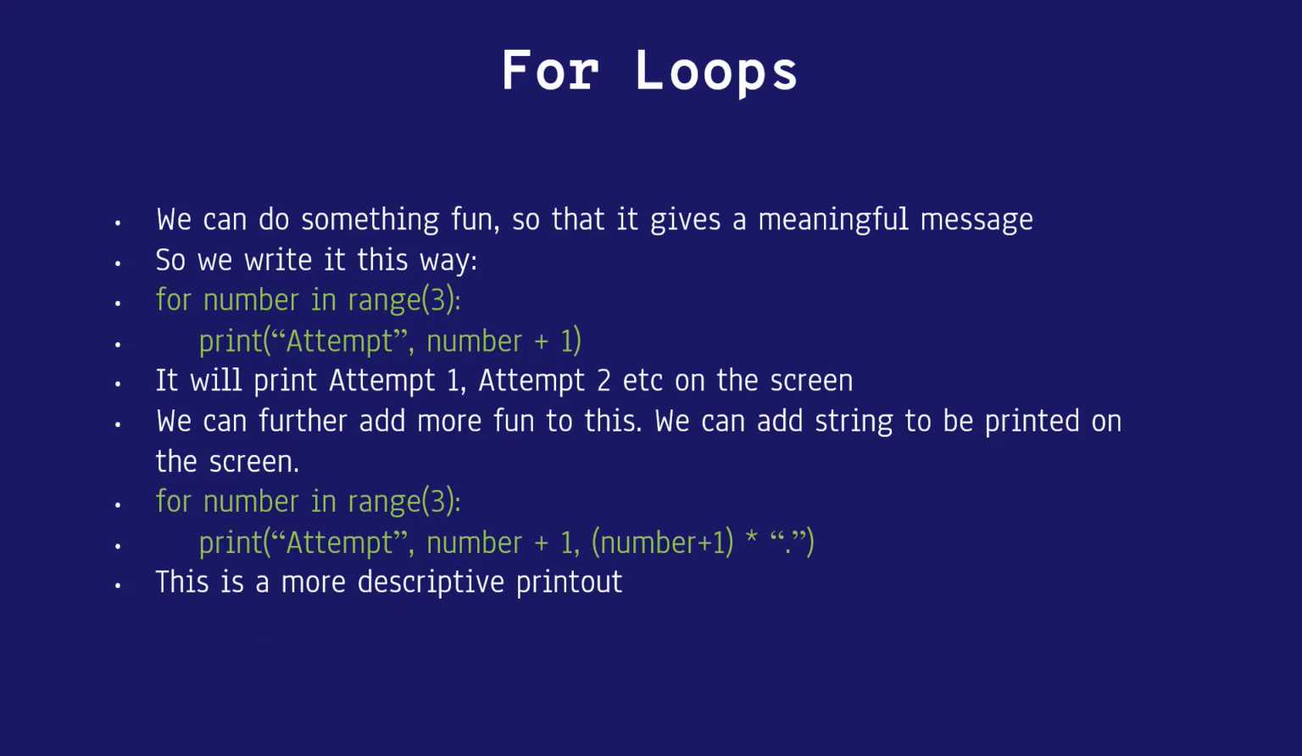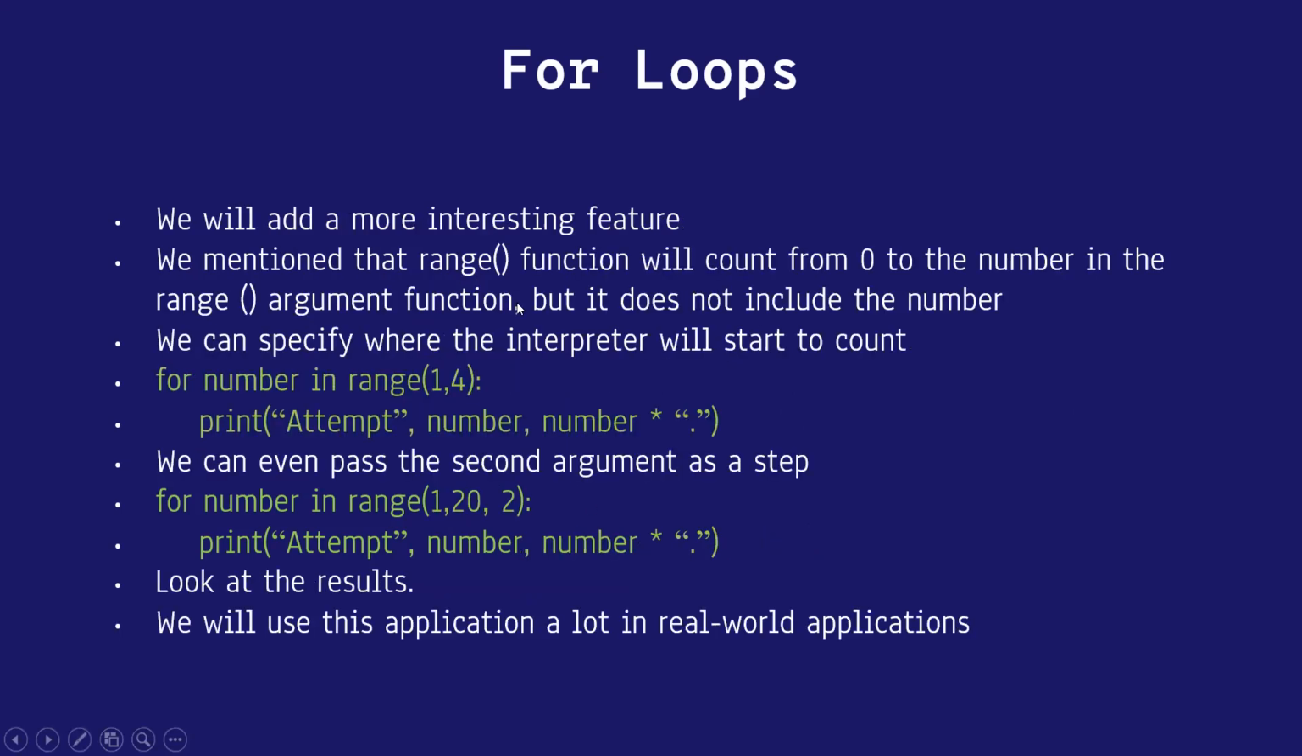We can further add more fun to this. We can even add a string to be printed on the screen, like the one that we've just seen, attempt 1, then the number of dots. So we have some dots according to the number that is being attempted. Now, we'll even add a more interesting feature. We mentioned that the range function will count from 0 to the number in the range argument, but it does not include the number. We can specify where the interpreter will start to count. For example, for number in range 1 to 4, print attempt plus number.